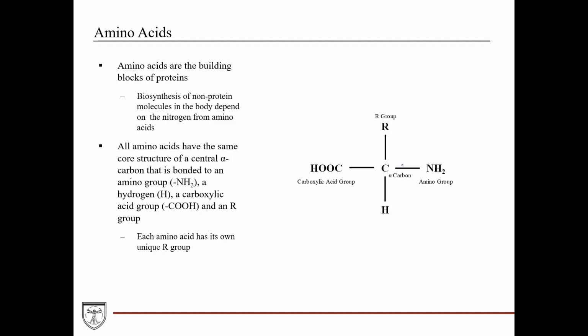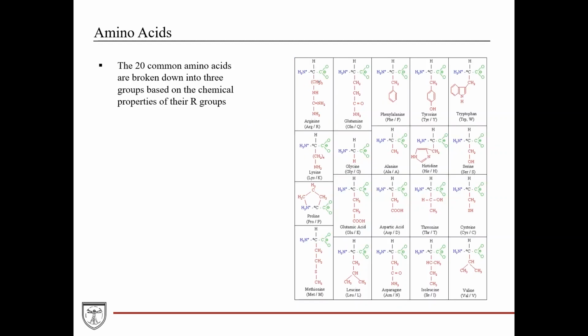And all amino acids have the same core structure. They have an alpha carbon here in the center, they have an amino group, they have a hydrogen, they have a carboxylic acid, and then they have an R group. And these R groups are what make each amino acid unique. Now this chart shows the 20 common amino acids, and these are broken down into 3 groups based on the chemical properties of those R groups.